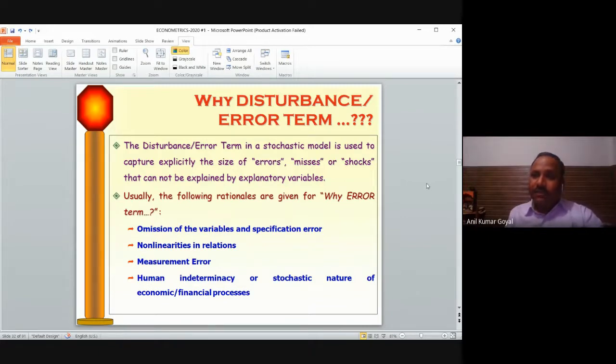Any shock in stock market data, if you see, there may be sudden shock. The prices of any share may suddenly go up or may suddenly go down. That may be treated as shock. So that shock also goes to error term. Usually the following rationales are given for why error term.